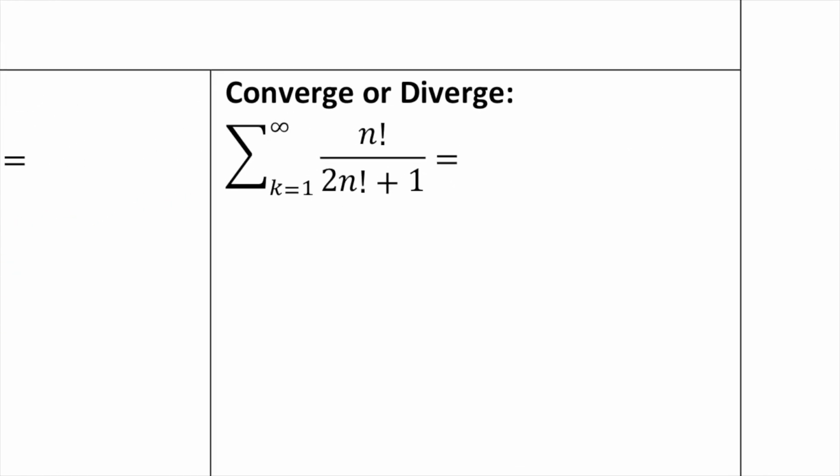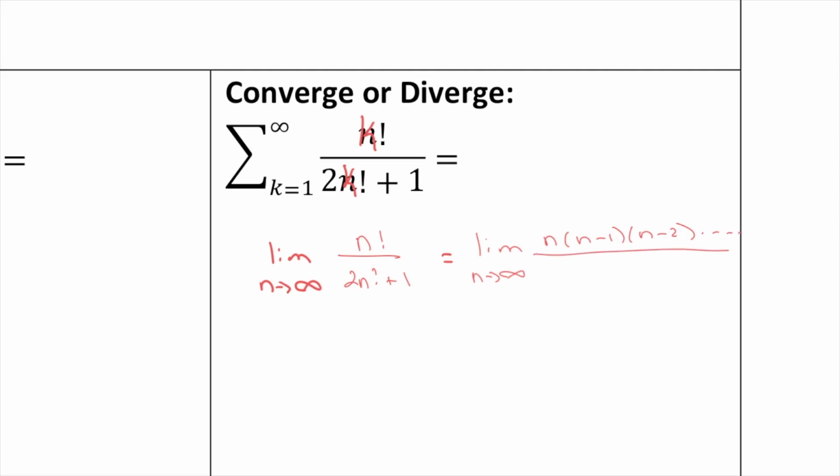The next one, we have some factorials in this problem. Let us understand what is happening. If we take the limit as n goes to infinity, they shouldn't be k values, n values. These are k's. So we can substitute n factorial over 2n factorial plus 1. Think about factorials for a moment. This gives us the limit as n goes to infinity of n times n minus 1 times n minus 2, and that goes on, divided by 2 times n minus 1 times n minus 2, and that goes on and on. The plus 1 is your lower order term. It gets dropped off.